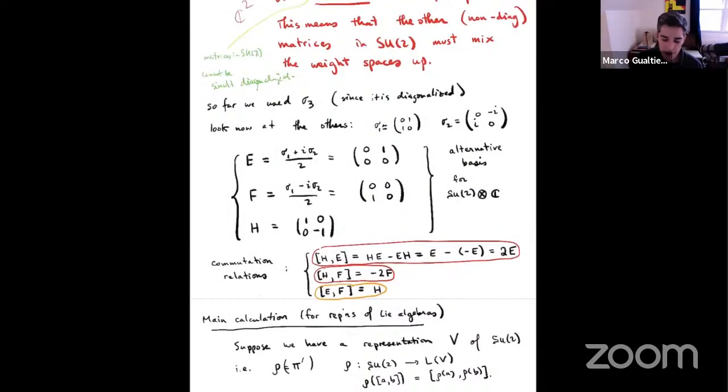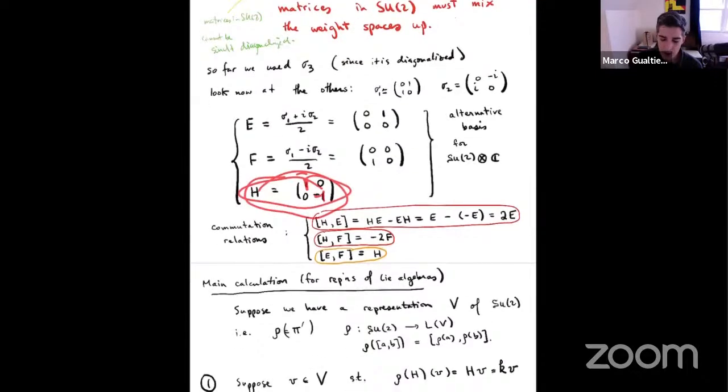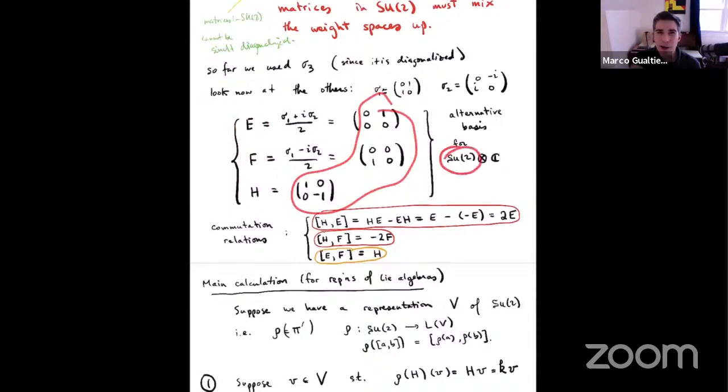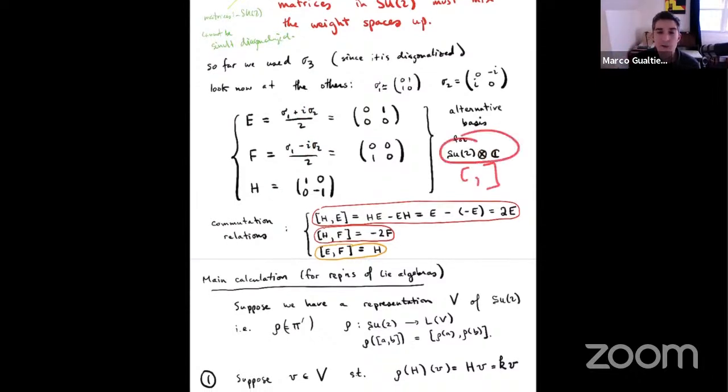And then I'm going to take sigma 3. This is the same as sigma 3. Remember, it was 1, -1. So instead of taking sigma 1, sigma 2, and sigma 3, I'm going to take E, F, and H. This is an alternative basis for SU2, but the only way that I can make this simplification is if I tensor it with C, which just means that I'm allowed to take these complex linear combinations. And the Lie bracket is just extended by linearity. So we have a complex linear Lie bracket on this.